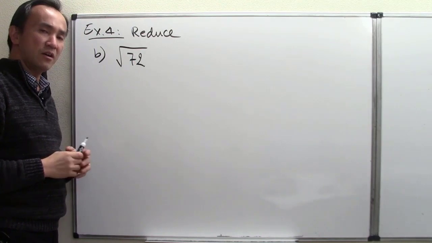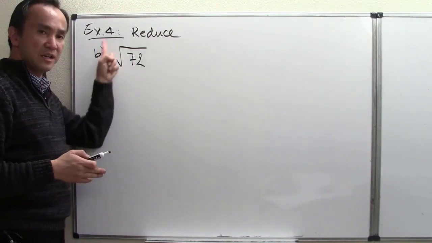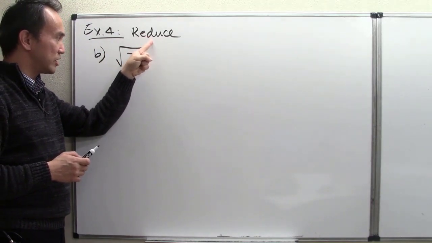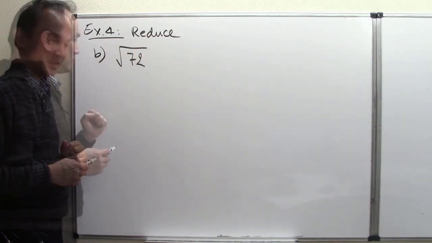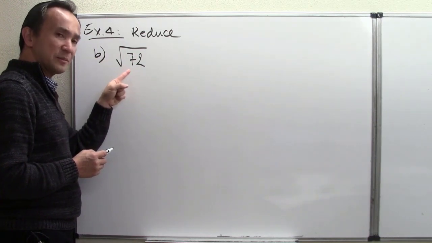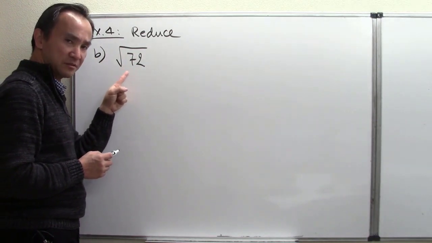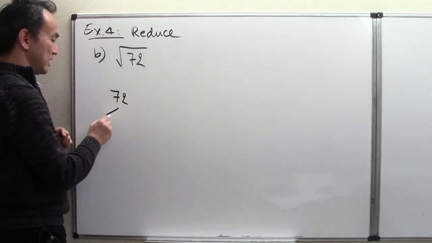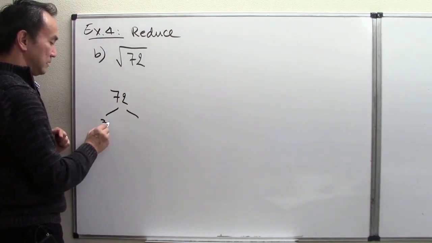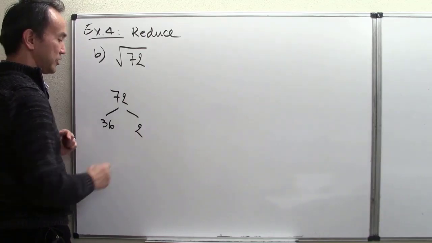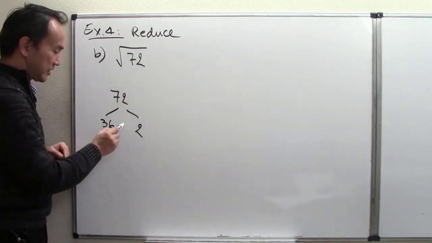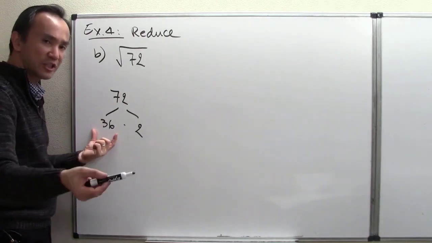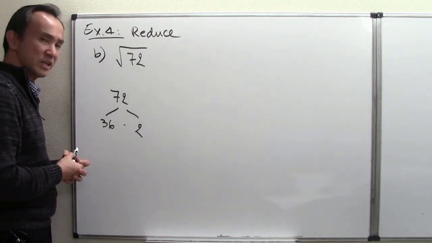All right, and now another problem that I call part B in this example. We have the exact same instruction: let's reduce the square root of 72. Looking for the largest perfect square that goes into 72 as a factor, here's how I'm seeing it. 72 is a product of 36 and 2. 36 times 2 makes 72. And 36 is a perfect square, and it seems like it's already the largest perfect square.